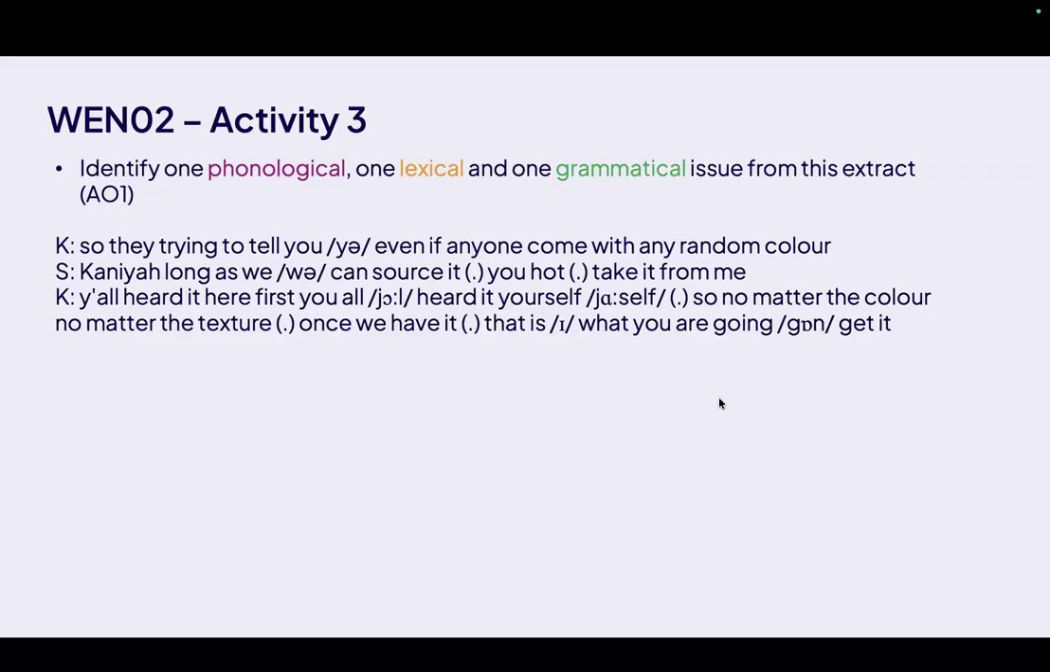Remember, if you're not sure about phonological or lexical or grammatical issues, you can look on the mark scheme. I will remind you that the mark scheme is on page 4, and it looks like that. Phonology, morphology, lexis, syntax, and discourse are on page 4 of the mark scheme if you are still uncertain as to what they are.